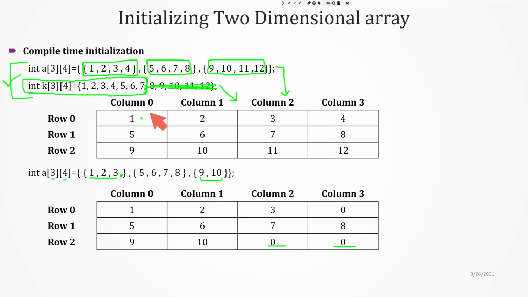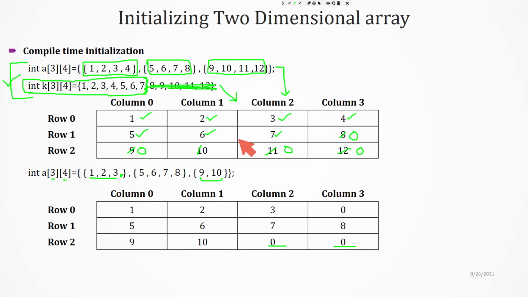So 1 will be here, the first 7 items. 2 will be here, 3 will be here, 4 will be here, 5 will be here, 6 will be here, 7 will be here. After that, what happens? Instead of 8, here 0 will come. What about 9? 0 will come. And here 0. Here also 0. Here also 0.